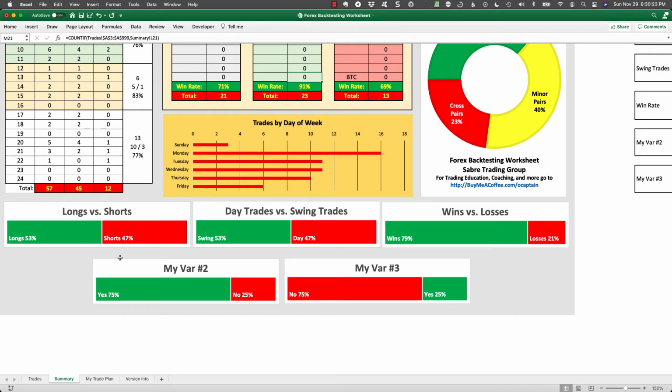And this is literally neck and neck with day trades versus swing trades. This wasn't a typo. I thought it was, and I actually looked at doing the calculations again, but there were 53% of the trades were longs compared to shorts. 53% of the trades were swing versus day. Again, a 79% win rate overall. And then these two variables, myVAR2 and myVAR3.